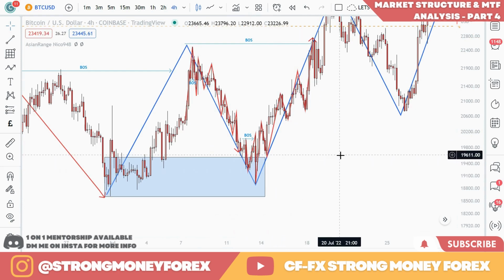So if we set an alert here, okay, we can then be signaled when price comes back into the zone and ultimately take our trades when we know it's a much higher probability trade.